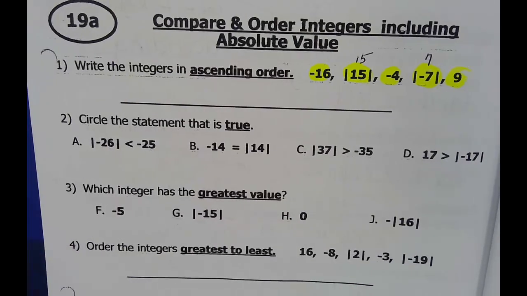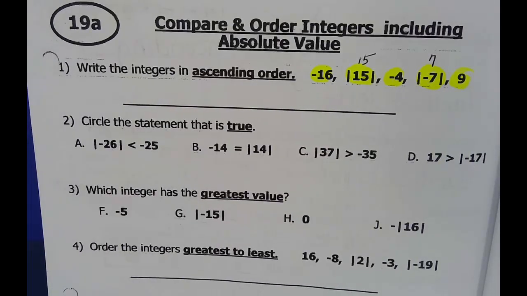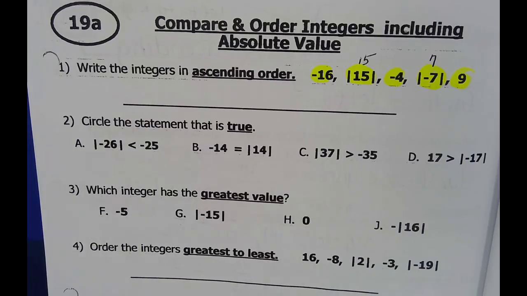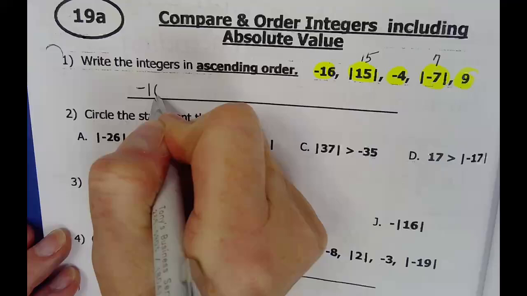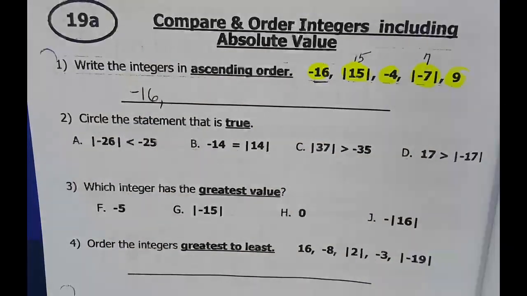Looking at this, if I'm ascending, show me ascending. All right, we're going up. So I'm going to start with the lowest number. Which one's the lowest? -16. Okay. Which one is next?